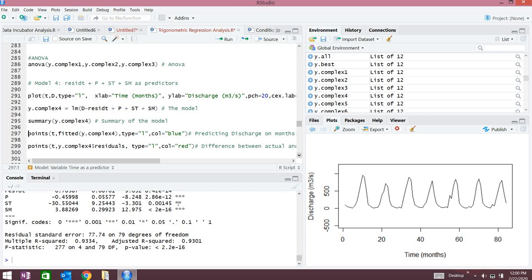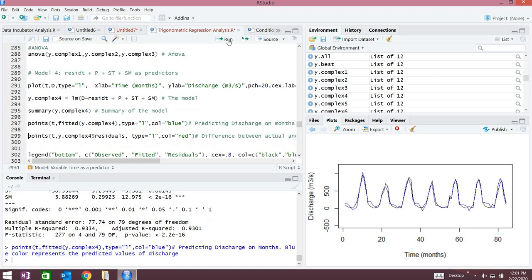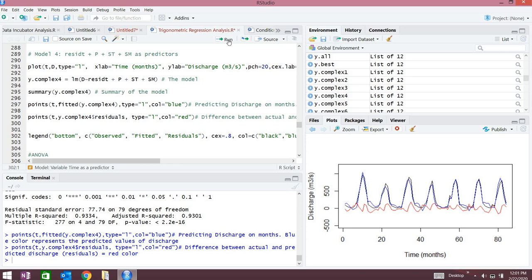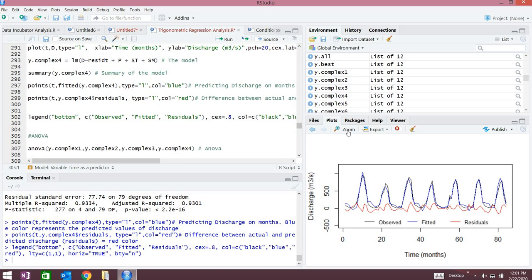When we add sm, the p-value for st decreases, but they are statistically significant. The p-value here is statistically significant, and the R square is 93%. We are getting close. So we plot the fitted for model 4, we plot the residuals for model 4, and we put the legend and we compare.